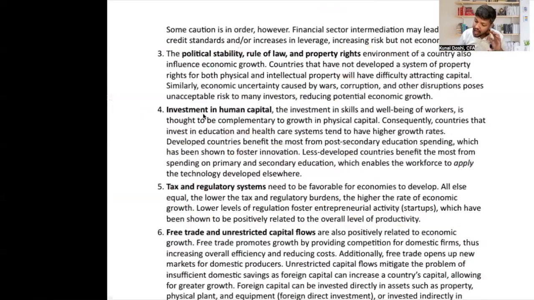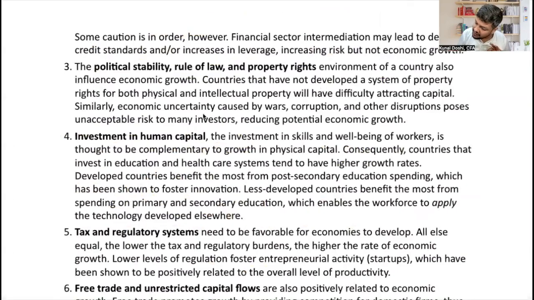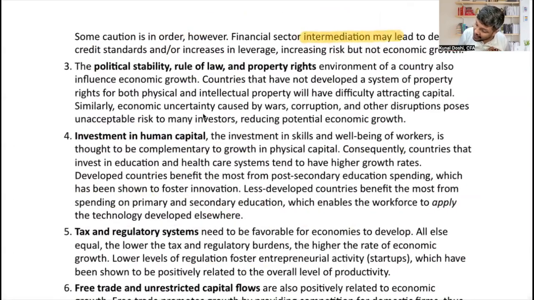Okay. However, some caution is in order. Financial sector intermediation may lead to declining credit standards and an increase in leverage also. So many of these intermediaries can create asset bubbles. They can increase the leverage in the economy and create a housing sector crisis, like what we saw in the US.